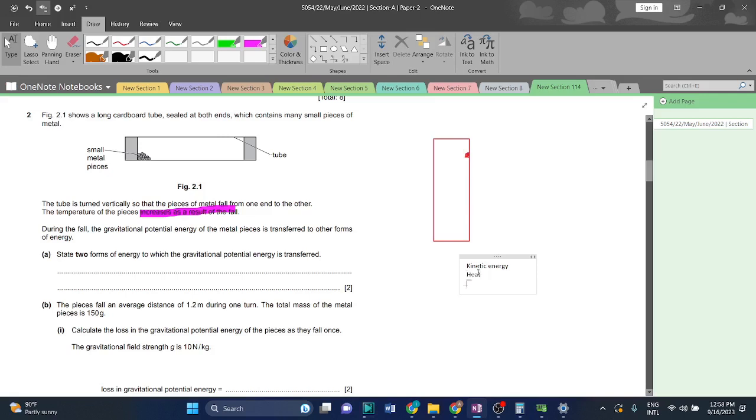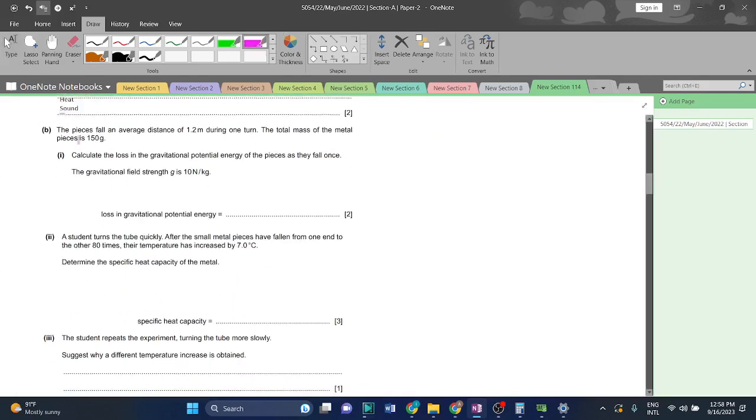And you must have seen an instrument that if you shake it, it produces sound because it has beads inside it. So this tube is kind of like that. You can also say sound energy. Okay? So these are the three main types of energies being produced.